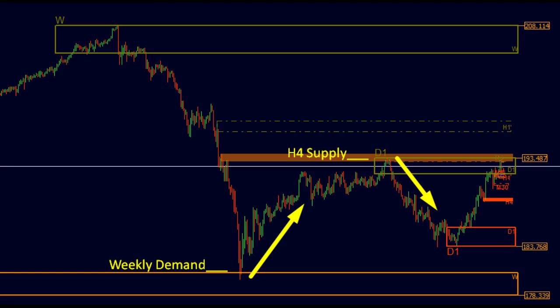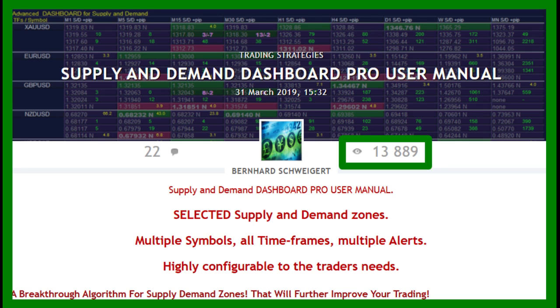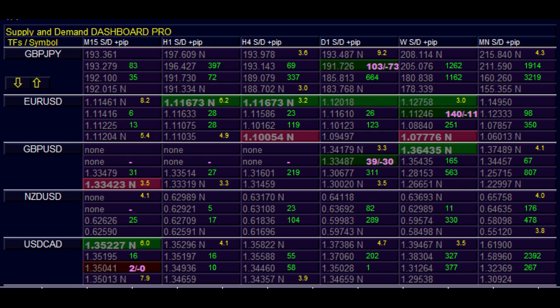All right, ready to up your trading game? Today, we're diving into supply and demand zones. We're talking serious intel here, excerpts from a Supply and Demand Dashboard Pro user manual, and a deep dive into the supply and demand strategy itself. Forget basic trend lines. We're going deeper, understanding the core mechanics of the market.